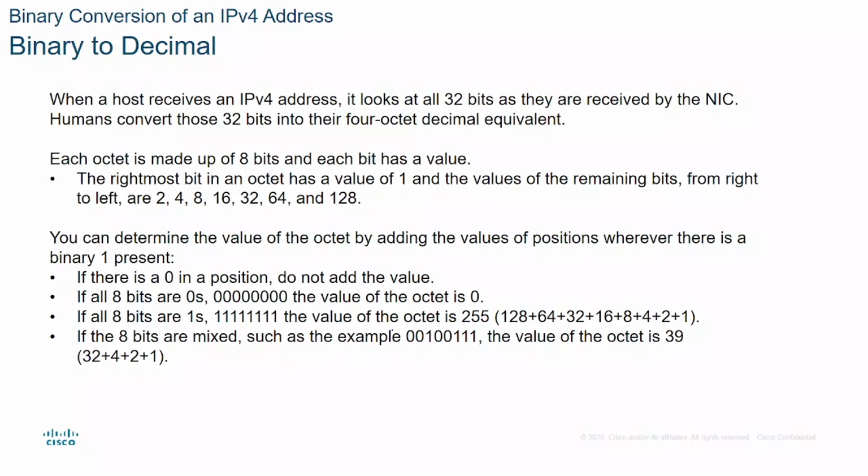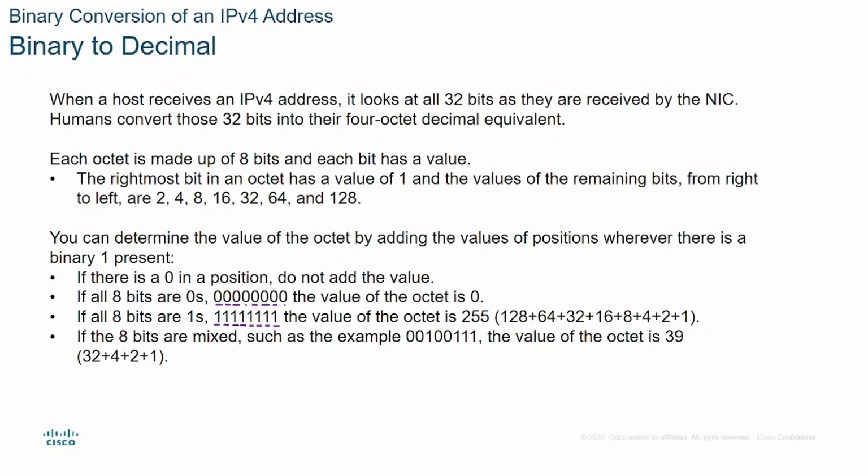Each octet is made up of what? 8 bits, right? So if you're converting from decimal to binary, you have to keep them in 8 bits. That means you are keeping 8 spaces. For example, you have 8 bits: 1, 2, 3, 4, 5, 6, 7, and 8. So if it's 0000, it is what? 8 zeros, right?